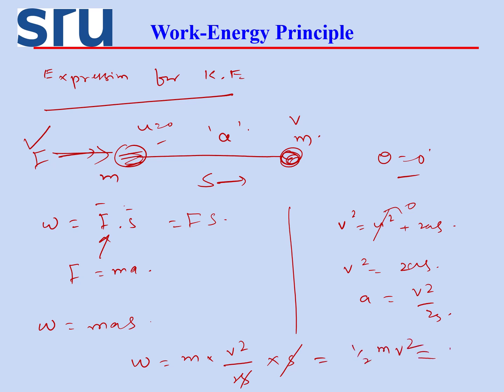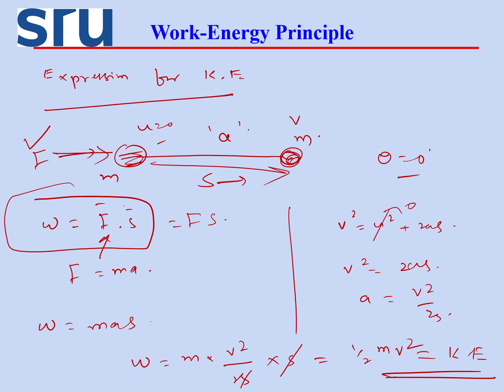So this is stored as kinetic energy in the body. The work done here, W equals F into S, is equal to the kinetic energy of the body, because the work done on the body sets it in motion. Therefore, the kinetic energy is equal to half mv square.